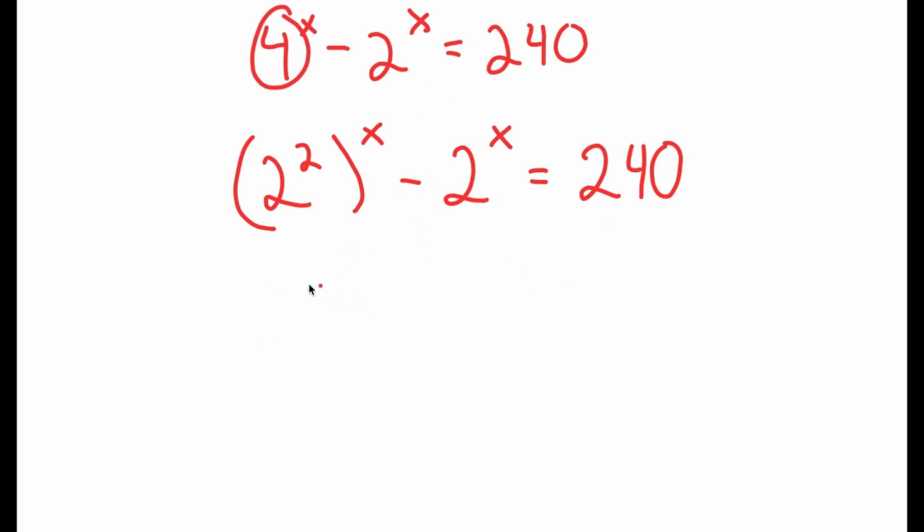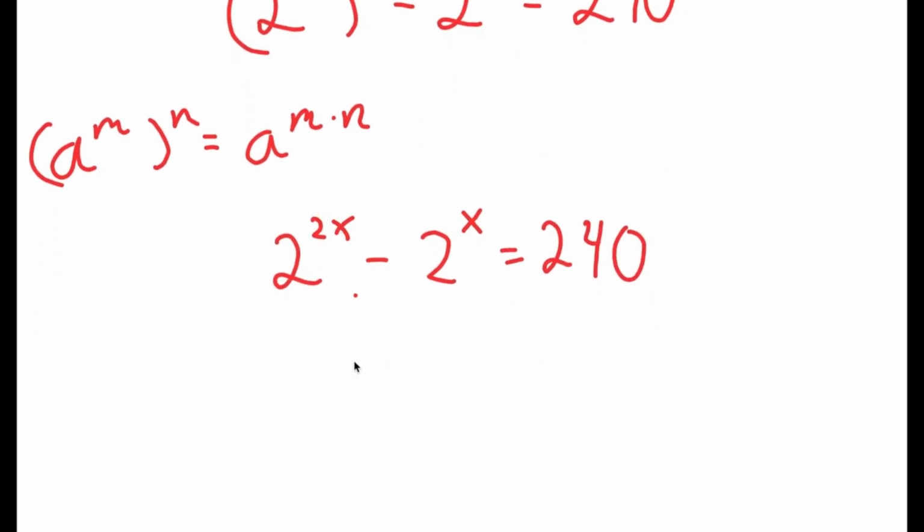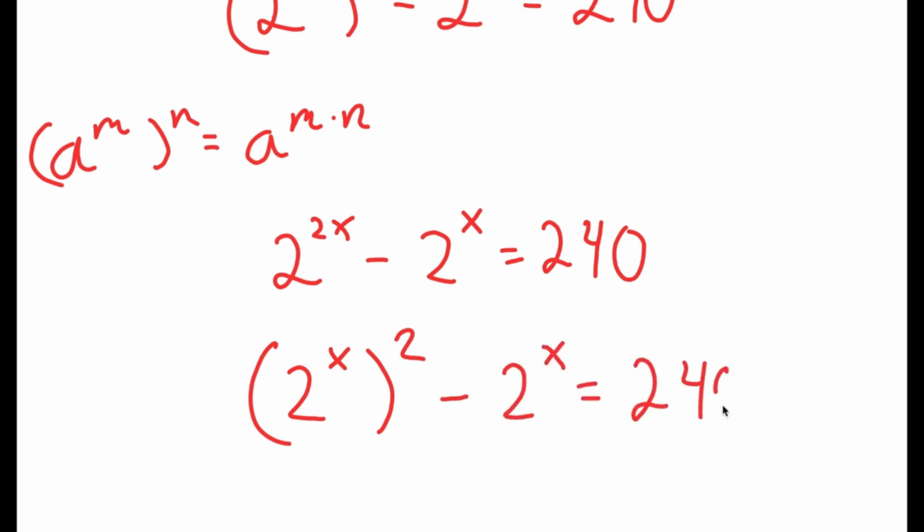Now, I can use the property a to the power of m to the power of n is equal to a to the power of m times n. So in this case, 2 to the power of 2 to the power of x is going to equal 2 to the power of 2 times x. So I have this minus 2 to the power of x is equal to 240. And now I can rewrite 2 to the power of 2x as 2 to the power of x to the power of 2. So I get 2 to the power of x to the power of 2 minus 2 to the power of x is equal to 240.